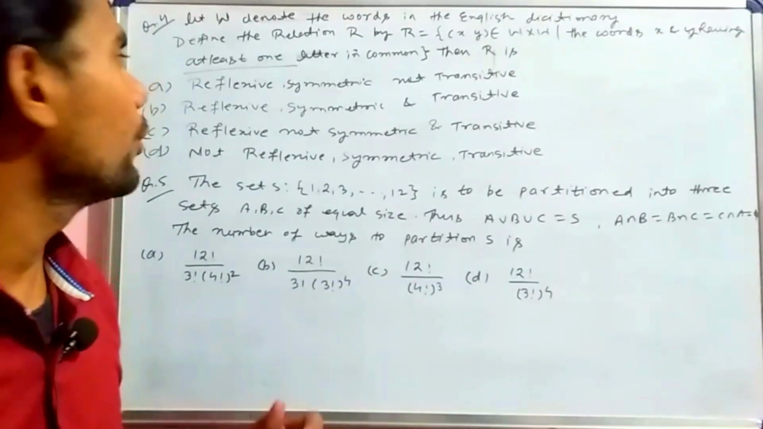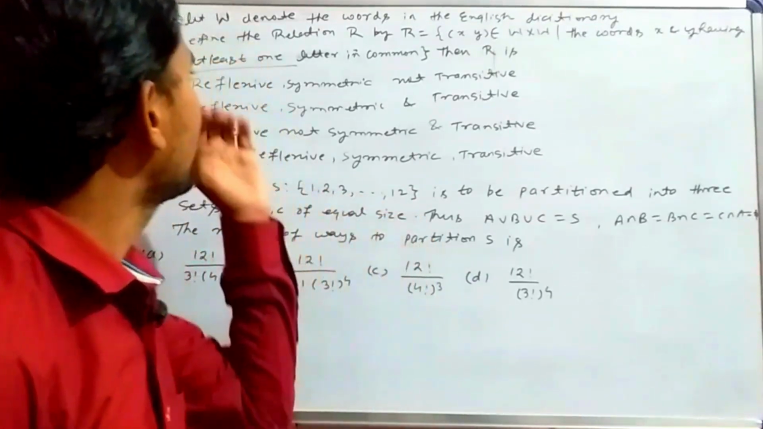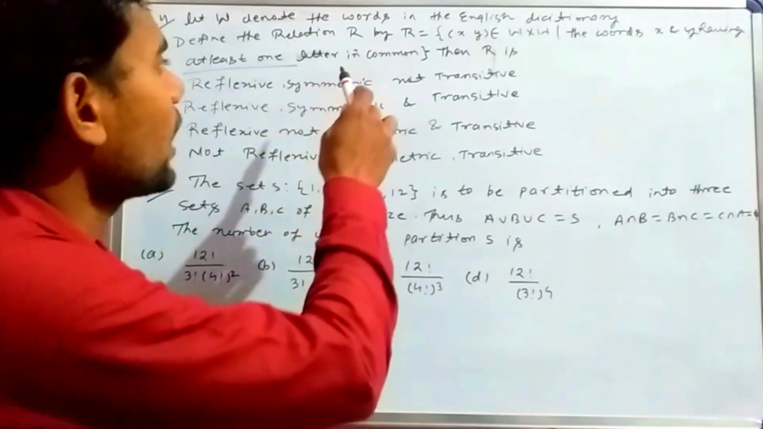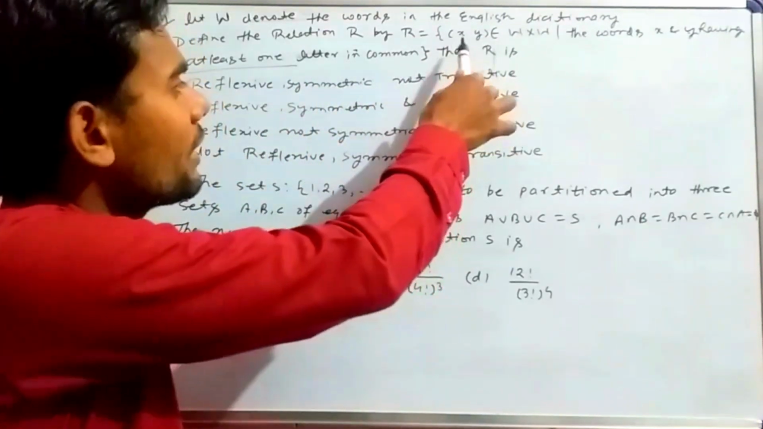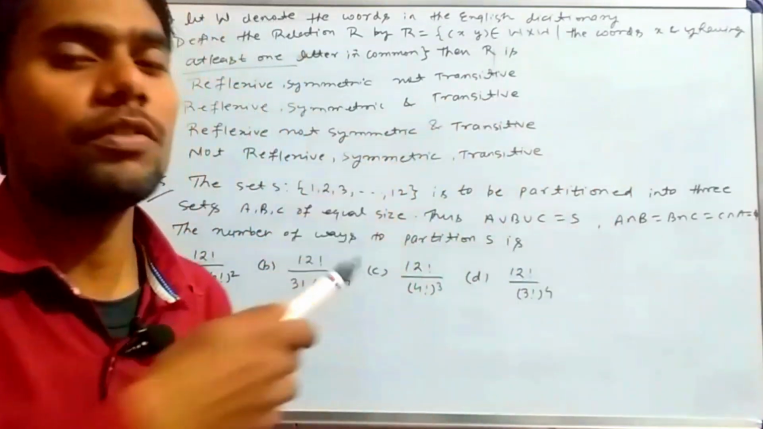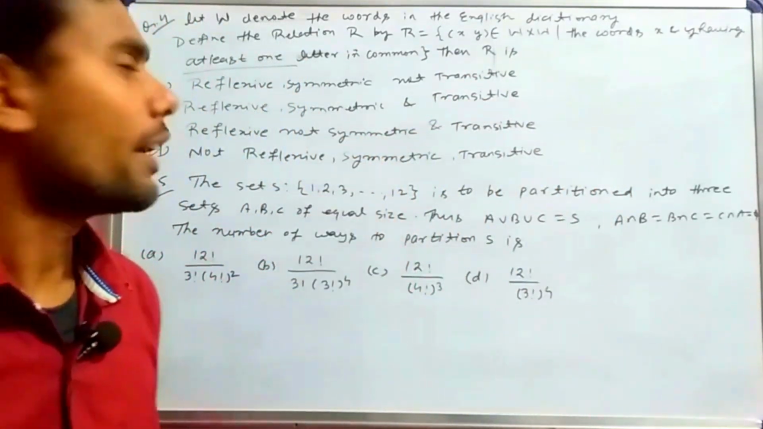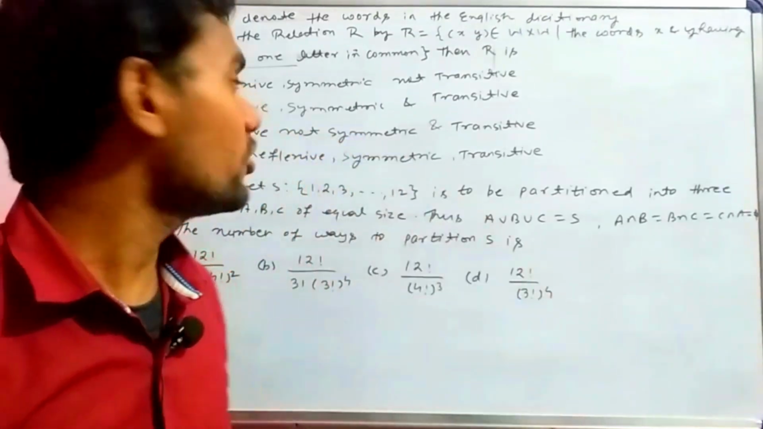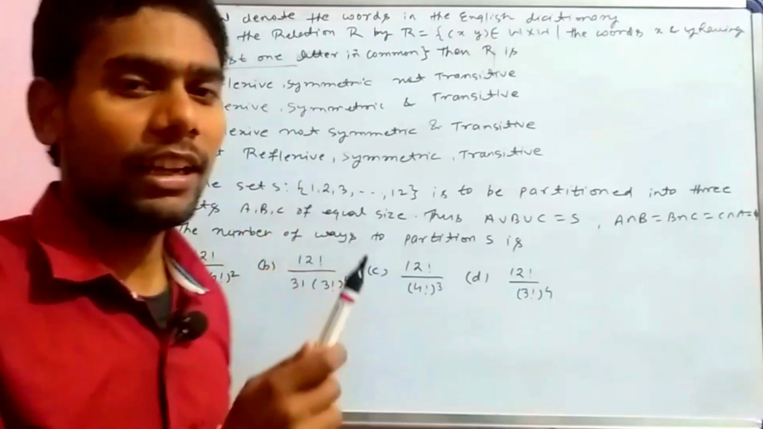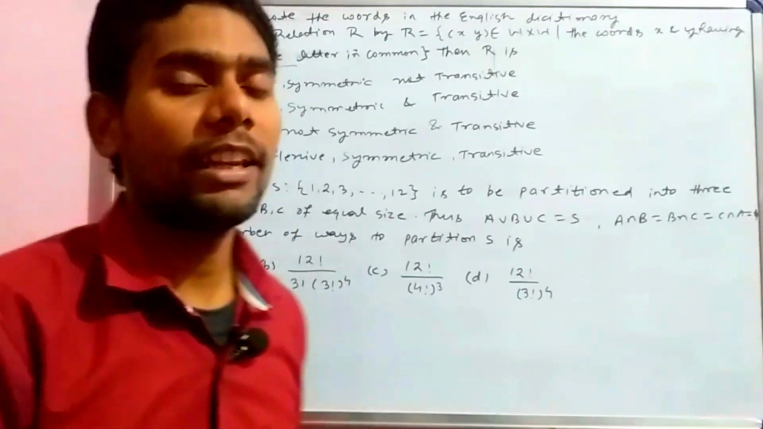Now question number 4 states: if W denotes the words in the English dictionary, define the relation R such that (x, y) belongs to W cross W if the words x and y have at least one letter in common. Then the relation R is: reflexive, symmetric, not transitive; reflexive, symmetric and transitive; reflexive, not symmetric and transitive; or not reflexive, symmetric and transitive.